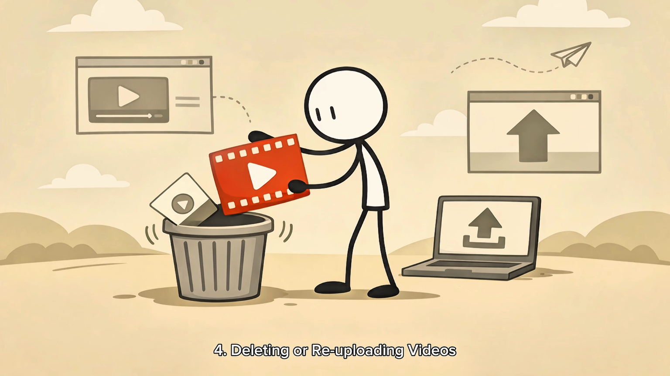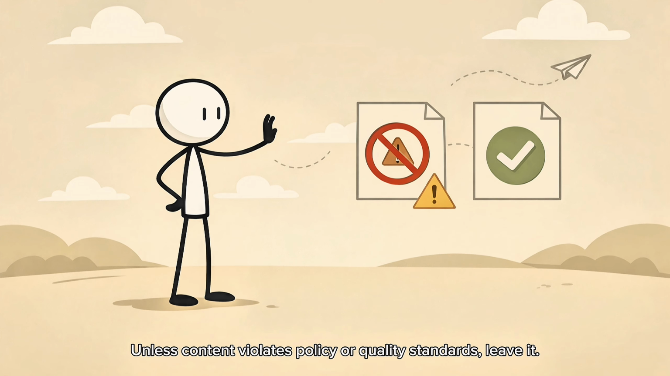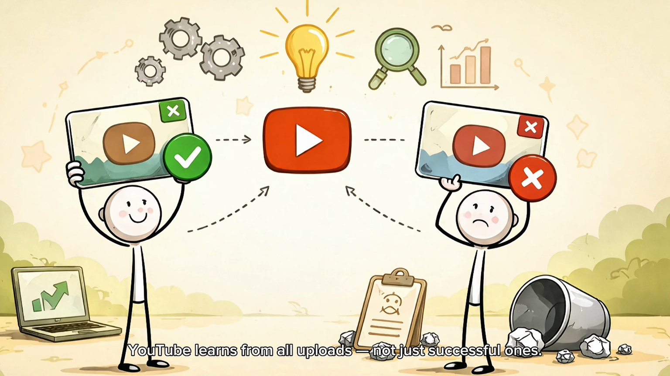Four: deleting or re-uploading videos. Removing videos resets learning. Re-uploads fragment data. Unless content violates policy or quality standards, leave it. YouTube learns from all uploads, not just successful ones.